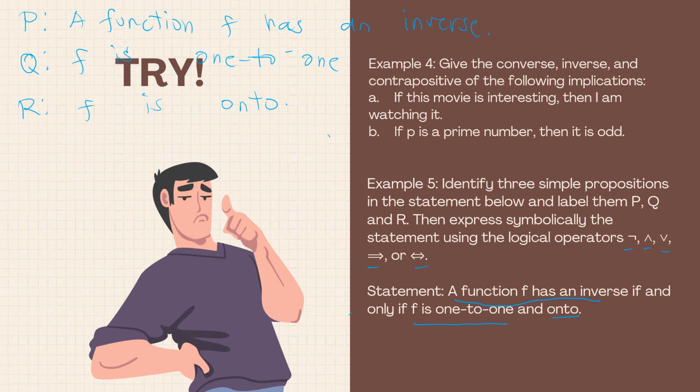Then now we'll be expressing it symbolically. So this is P, Q, and R. So we have if and only if. So that's P, if and only if Q, then we have this, and R. So this will be the symbolic form.